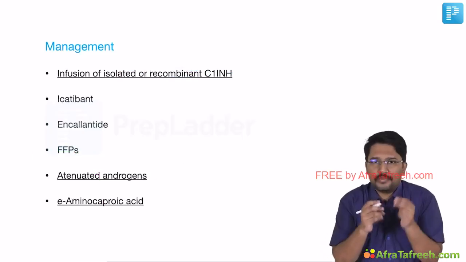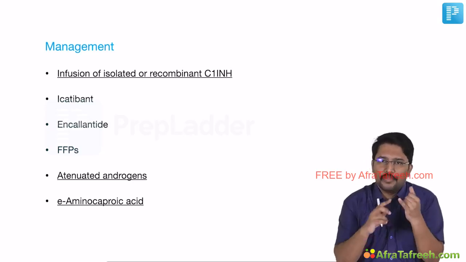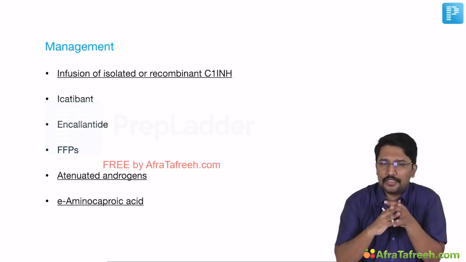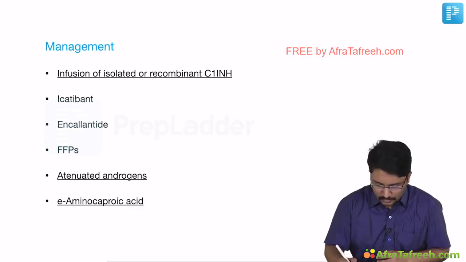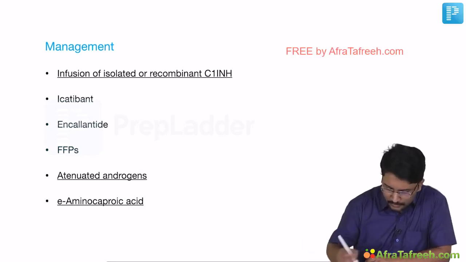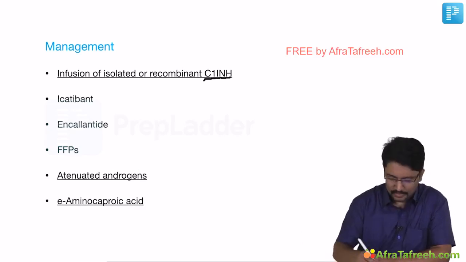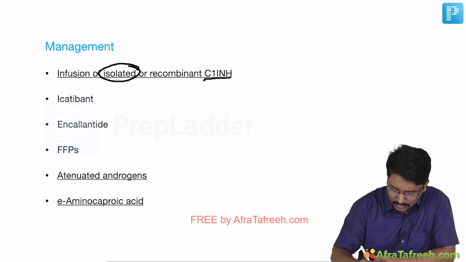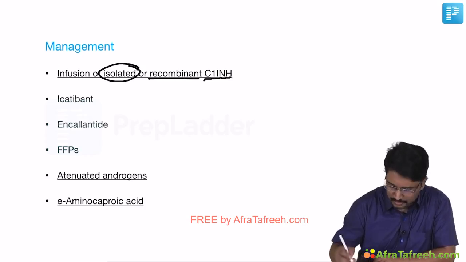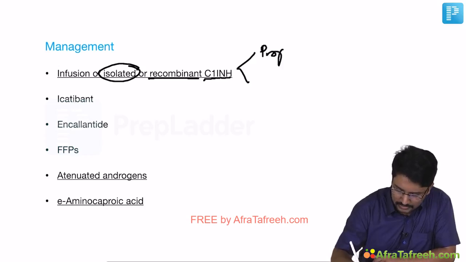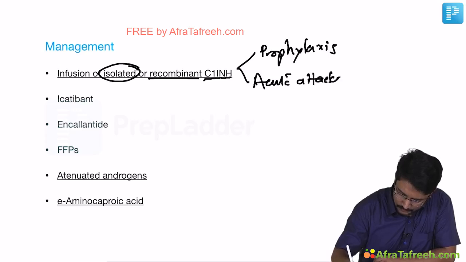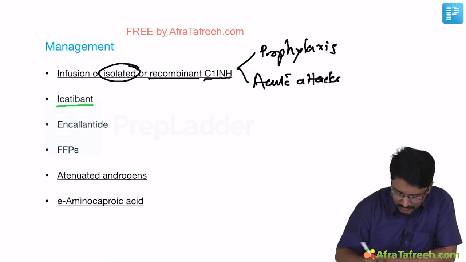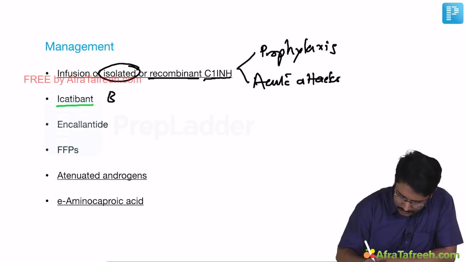Two things become important for management because this is a very recurrent problem. We need to manage the acute attacks efficiently, but we also need some effective interventions to prevent repeated episodes. So the first and well-proven strategy is to infuse C1 inhibitor, either isolated from human plasma or recombinant synthetic C1 inhibitor. This can be used for both prophylaxis as well as for treatment of acute attacks. The second important drug is icatibant. This is an inhibitor of bradykinin 2 receptors.